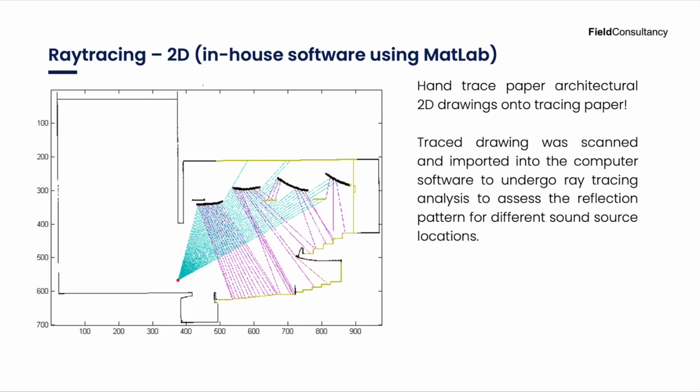You can see an output or one of the images from this 2D ray tracing on the left-hand side here. So the red dot here indicates a location on the stage where a performer might be, and the green rays firing towards the reflectors are the direct sound from the performer's mouth hitting the reflectors, and the purple rays are the reflected rays going back towards the audience areas.